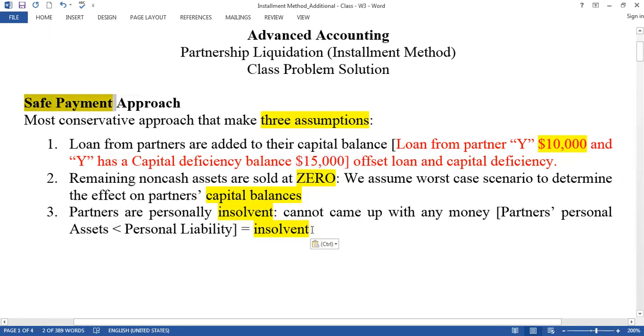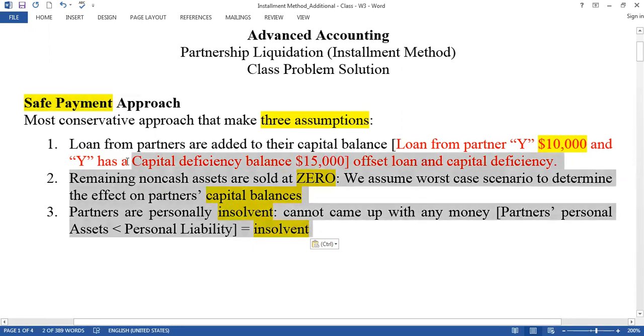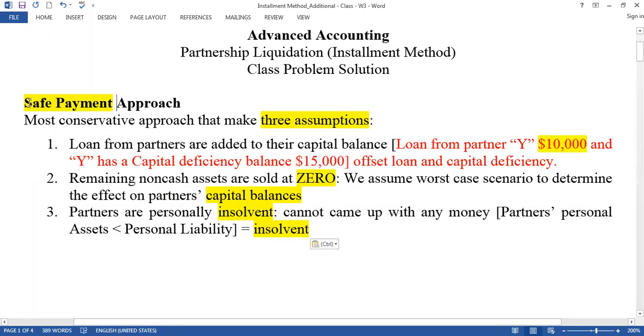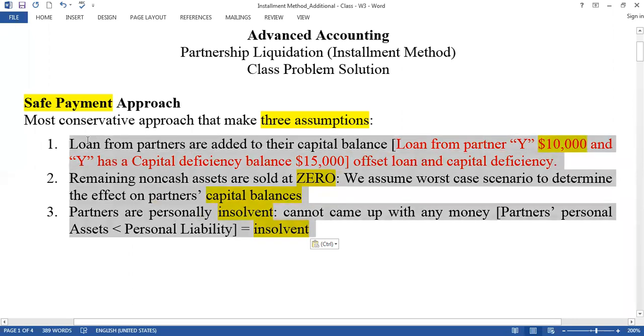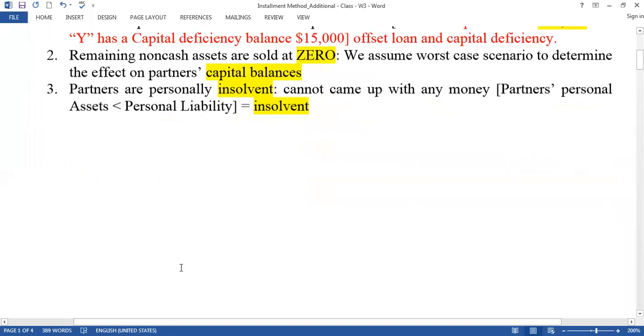Try to understand, this is just an assumption. It may not happen, but whenever we prepare a safe payment schedule, we have to keep these three points in our mind because this is the most conservative method. As this is a conservative method, we always have to keep the negative points in mind. So these three are the negative issues that we should keep in mind.